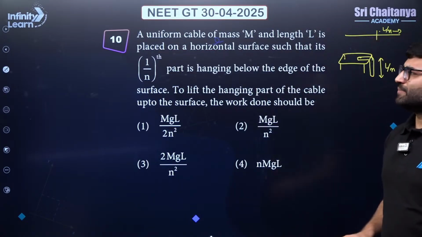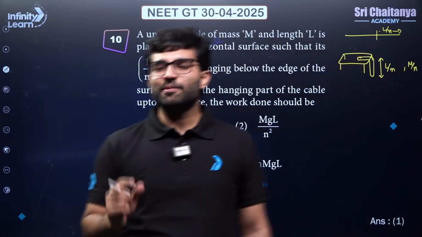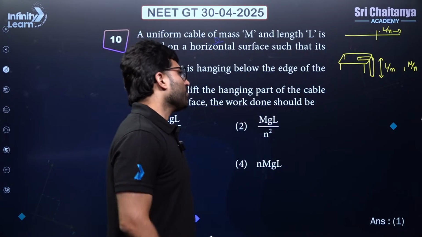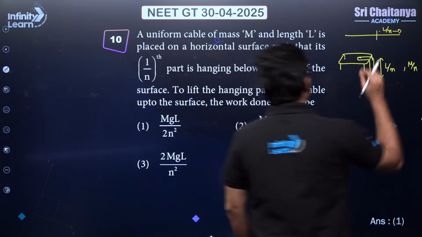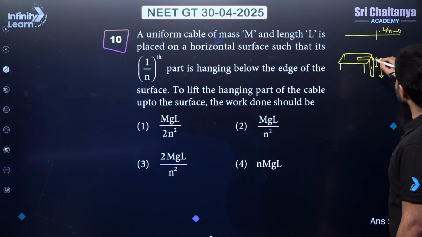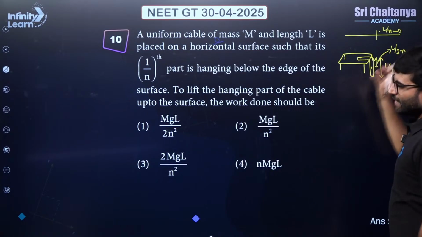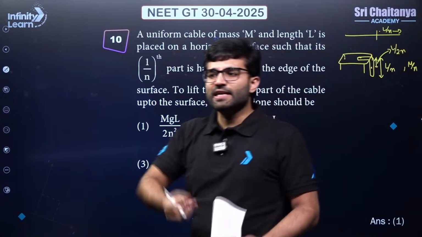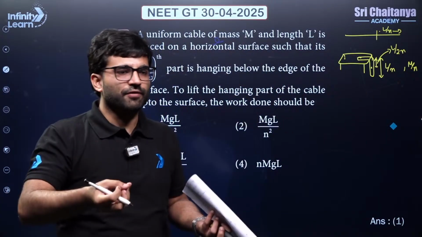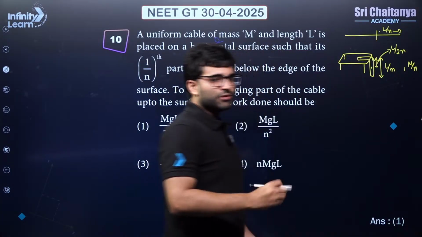So there is a very simple thing to do. Although the actual derivation comes by integrating, taking a part and then integrating, we are not going into that. What we will do is take the center of mass of this part, which is at the half distance, and that would be L by 2n. And when can this part come above? When the center of mass comes above, right? So I'll pick this up until the center of mass comes to the table.